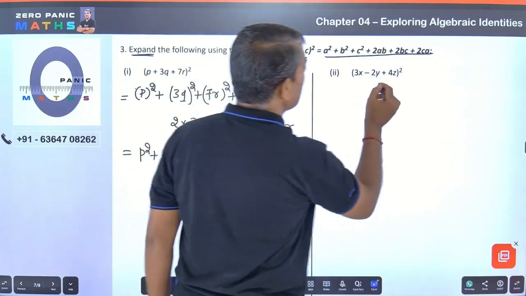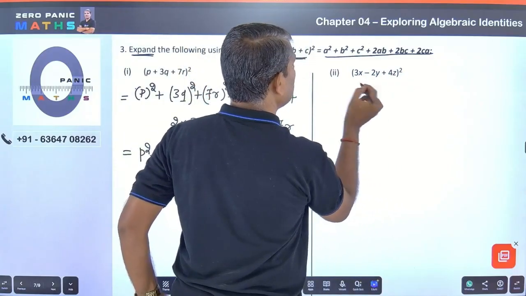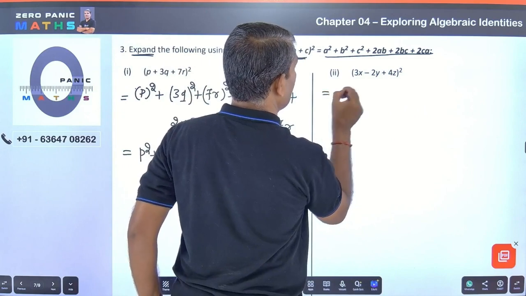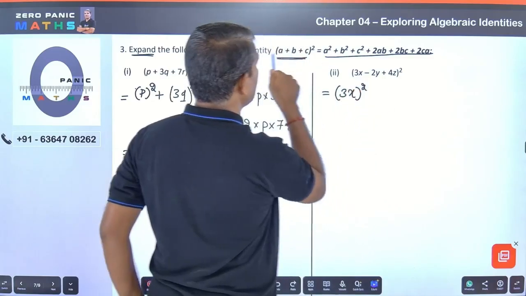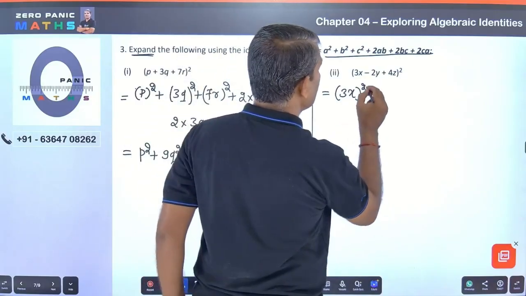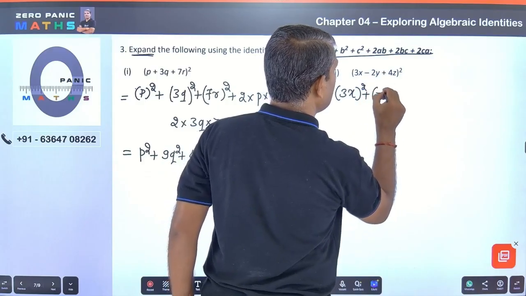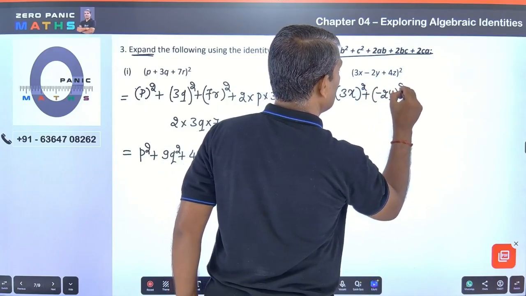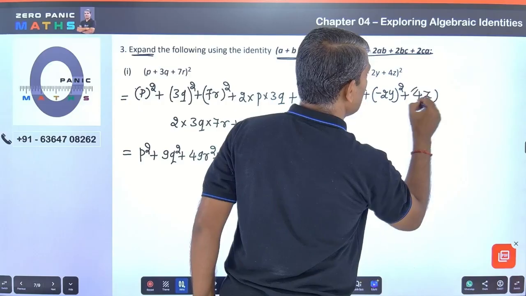So here also we have different values of a, b, c. We have to write it in a similar fashion. So it is (3x) whole square. Remember, again we are using the same formula, only the values of a, b, c are different here. A square plus b square. What is b square? B is minus 2y here. So plus c square, that is (4z) whole square.